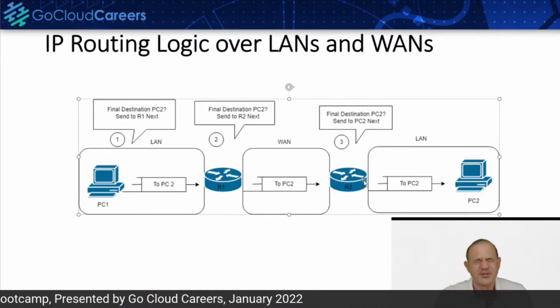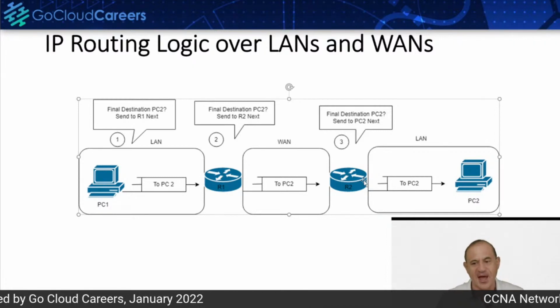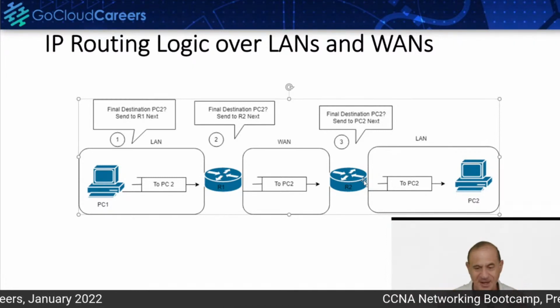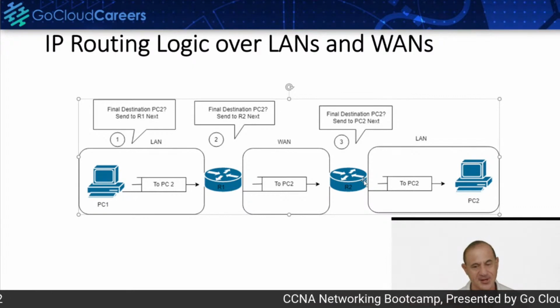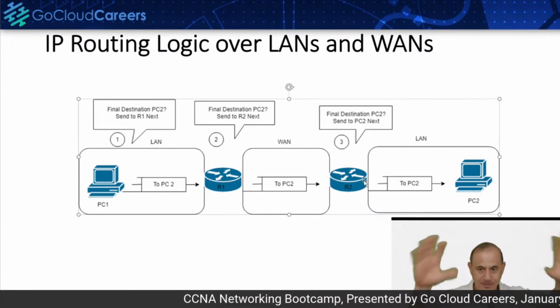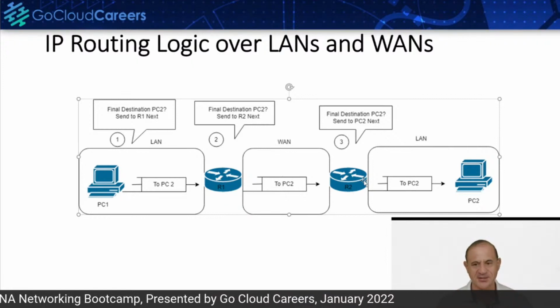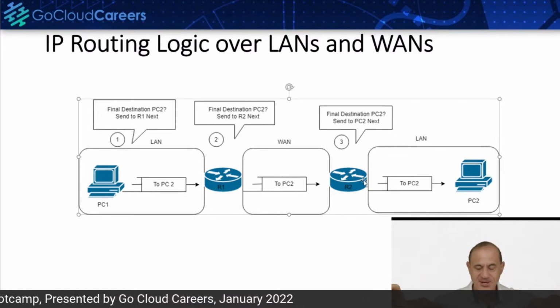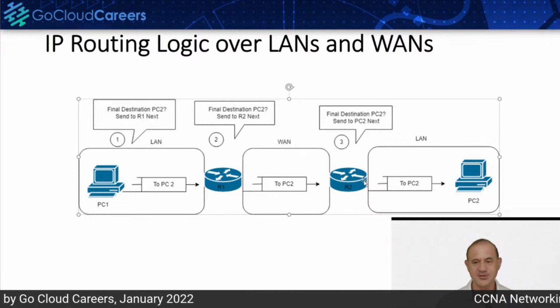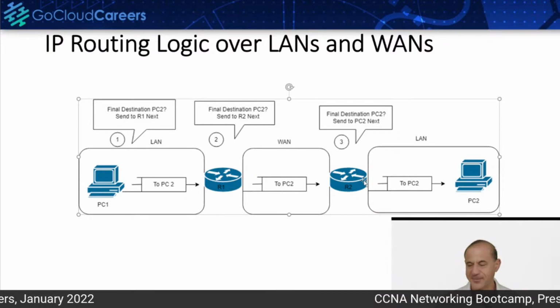Router 2 says, do I have a route to sunnythecat.com? And it says, yes, I do. It's directly connected to my Ethernet port. So then it says, ARP, who has the MAC address of sunnythecat.com? And PC2 responds, ARP, I have the MAC address. So PC2 now gets the message because it responded.